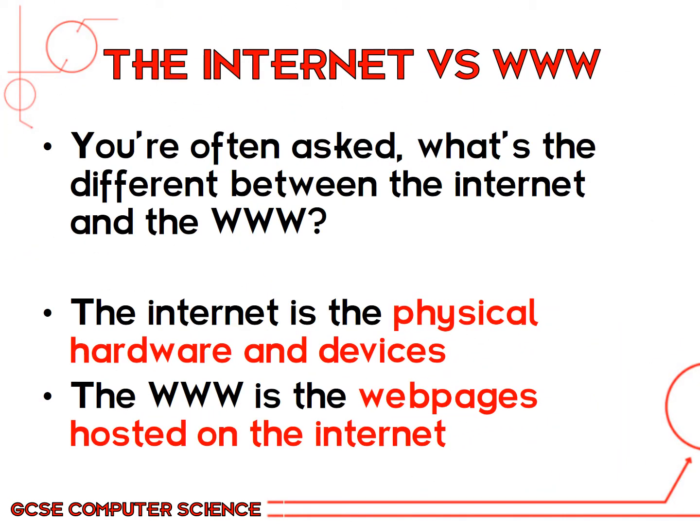So for the purposes of the exam, you're often asked, what's the difference between the internet and the World Wide Web? Well, the internet is the physical hardware and devices. The World Wide Web is the web pages hosted on the internet. In other words, the internet is hardware, World Wide Web is software.